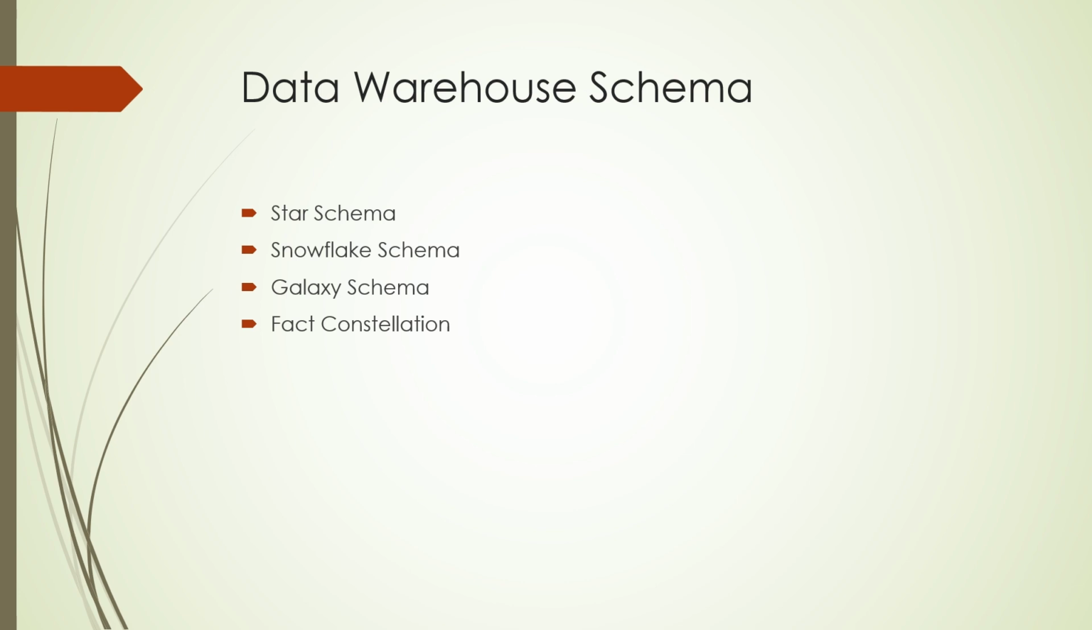There are mainly three types of schema used in data warehouses: star schema, snowflake schema, and galaxy schema. Each of these data warehouse schemas has unique design constraints and describes a different organizational structure for how the data is stored and how it is related to the other data within the data warehouse.